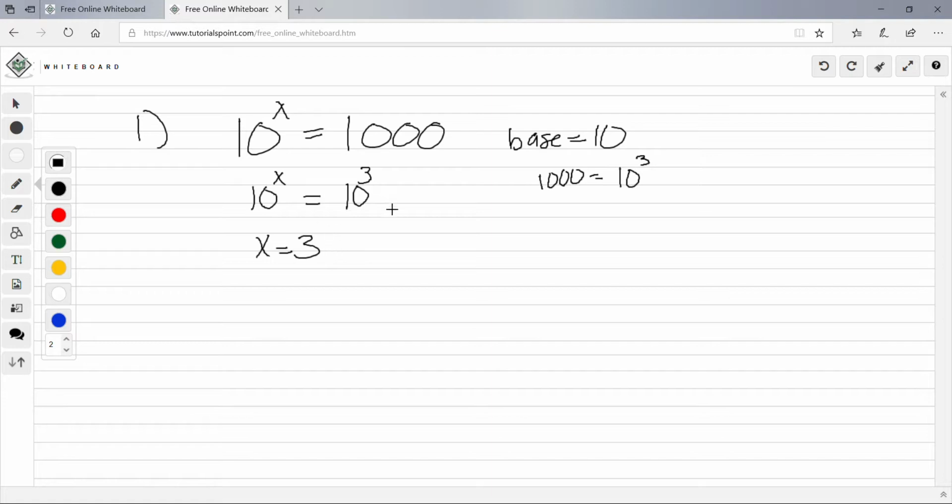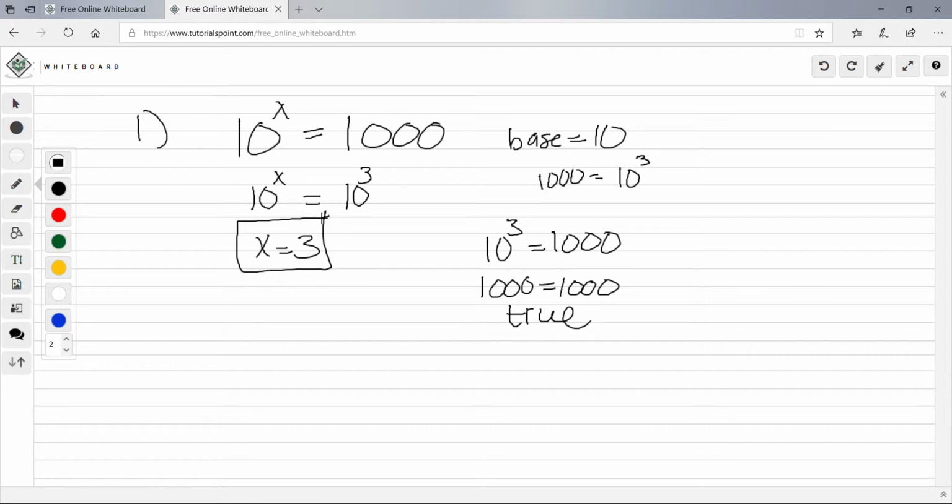So let's check it. We put 3 back into the original equation. Does 10 to the 3 equal 1000? Yes, it does. So that's true, and our x must be true, x equals 3. Okay, let's do the next one.